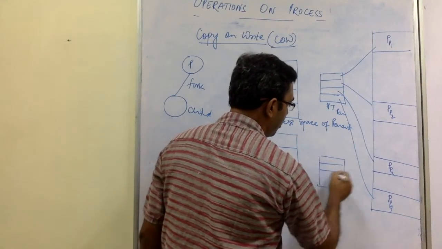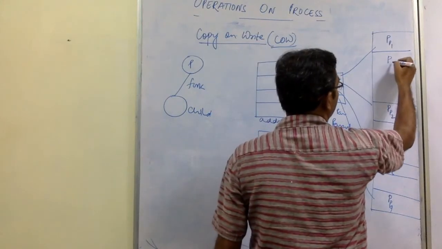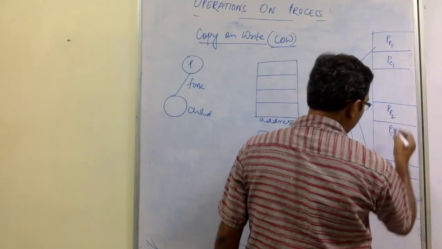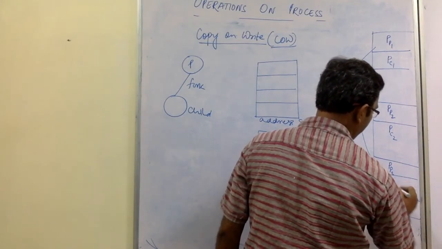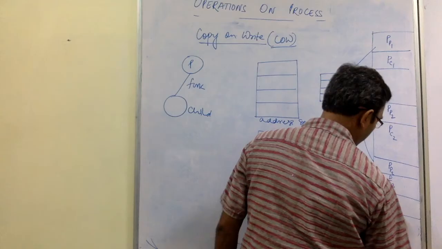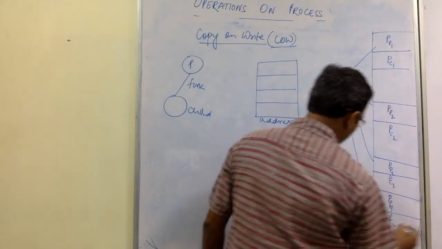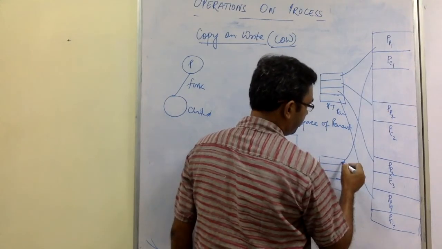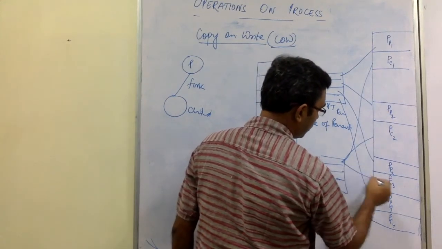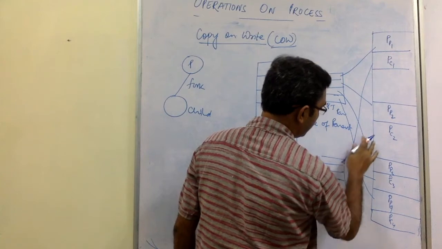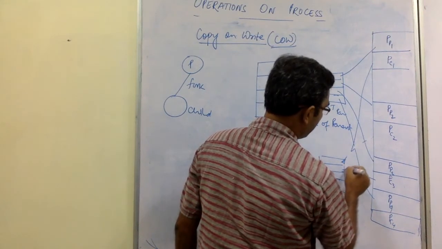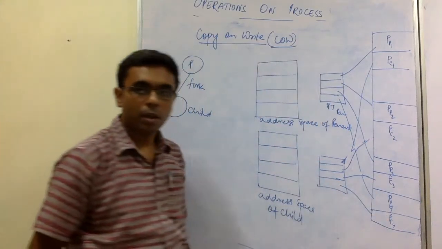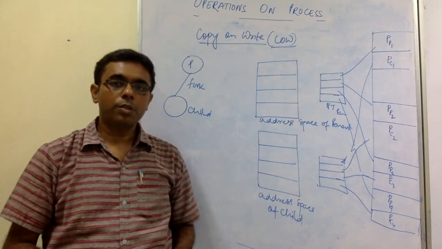Similarly, if you talk about the address space of the child, there will also be a page table which will contain the same mappings. This will be, let's say, the first page of child, the second page of child, the third page of child, and this is the fourth page of the child. So now this will contain links to this. This is this, this is this, this is this. Okay, this is what you see.